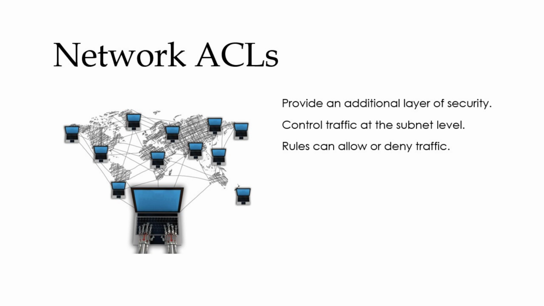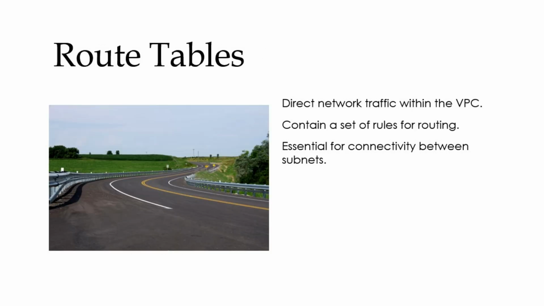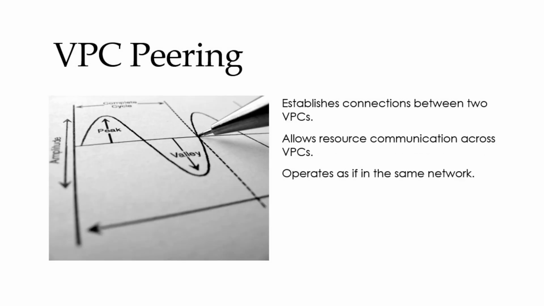Route tables are next. They contain a set of rules or routes that determine where network traffic from your VPC is directed. It's like a GPS for your data. And if you need to connect resources in different VPCs, VPC peering is the way to go. This allows networking connections between two VPCs, letting resources communicate as if they were in the same network.